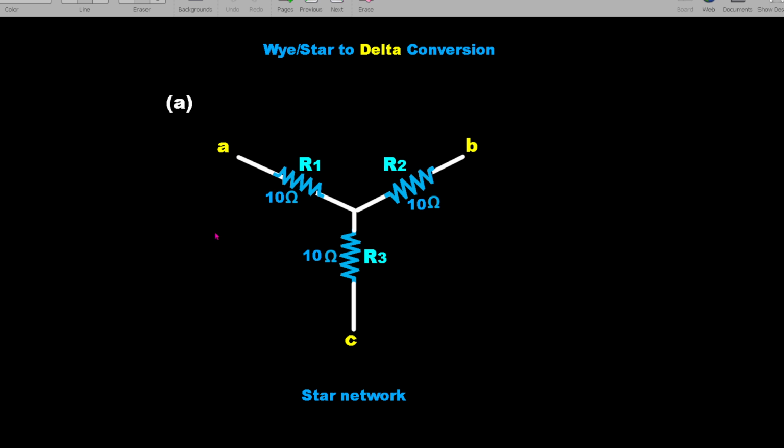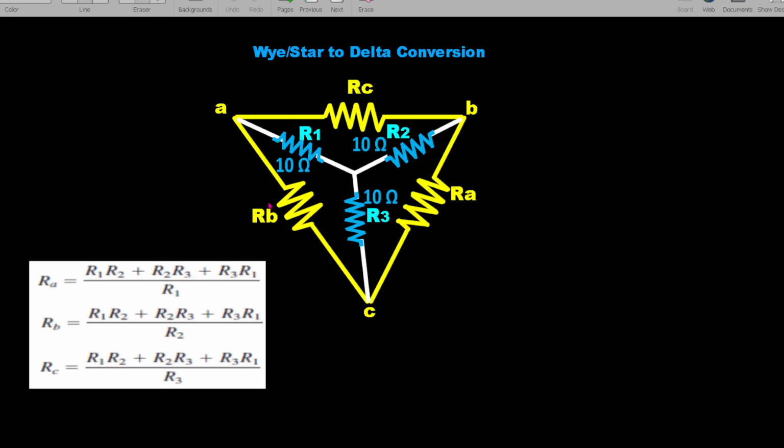So this is the given one for problem A. Three resistors are available, R1, R2, R3. We form a delta network over this and name them RA, RB, RC. If you observe, this RA is opposite to node A and RB is opposite to node B, and like that we have formed this.